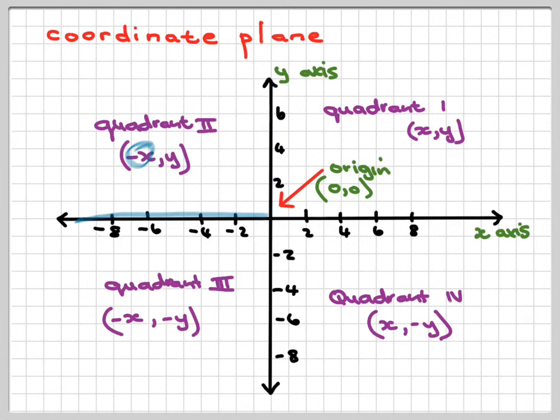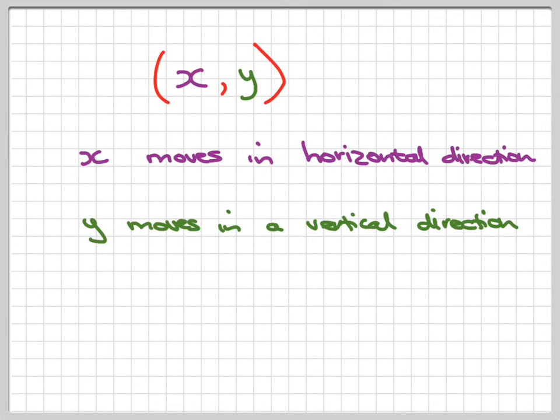Okay, let's go look at quadrant 3. That would be x, and this would be y. Both of them are in the negative values. And quadrant 4, this would be x, and this would be y, which means that x is positive and y is negative. Okay, so that's basically what you need to know about the coordinate plane in order to understand your graphing as we go forward.